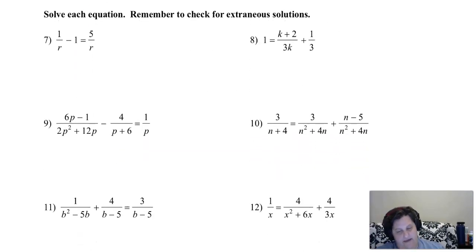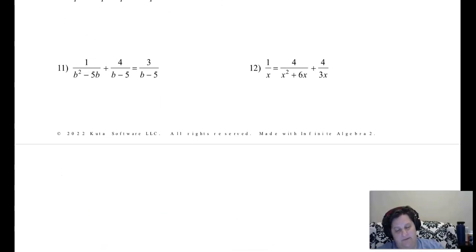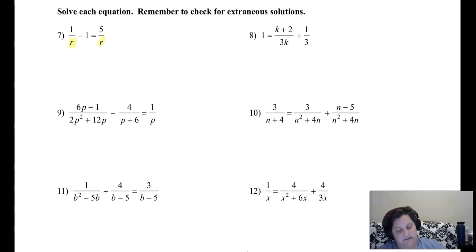All right, and then over here, you're going to solve these. Okay, so remember, you look at the bottom and think, what can I multiply by to get rid of it? Here, you got to do common denominators. Here, we're solving and seeing what we have to multiply by to get rid of it. And just remember to check for extraneous solutions.